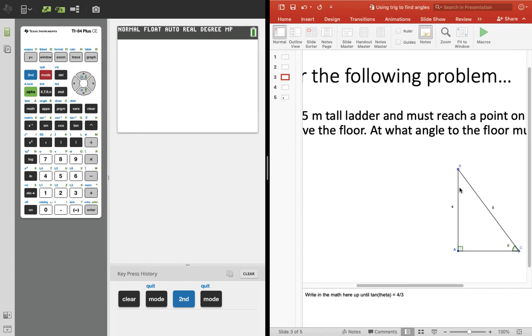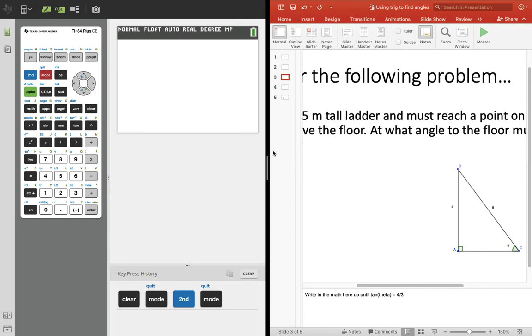The exact problem we're looking at is this triangle. We have a vertical line that's 4 units tall, and then we have a hypotenuse that's 5 meters. What we know is that the opposite to the hypotenuse ratio is 4 to 5 in this triangle. So we know that the sine, which is opposite over hypotenuse, is 4 over 5.